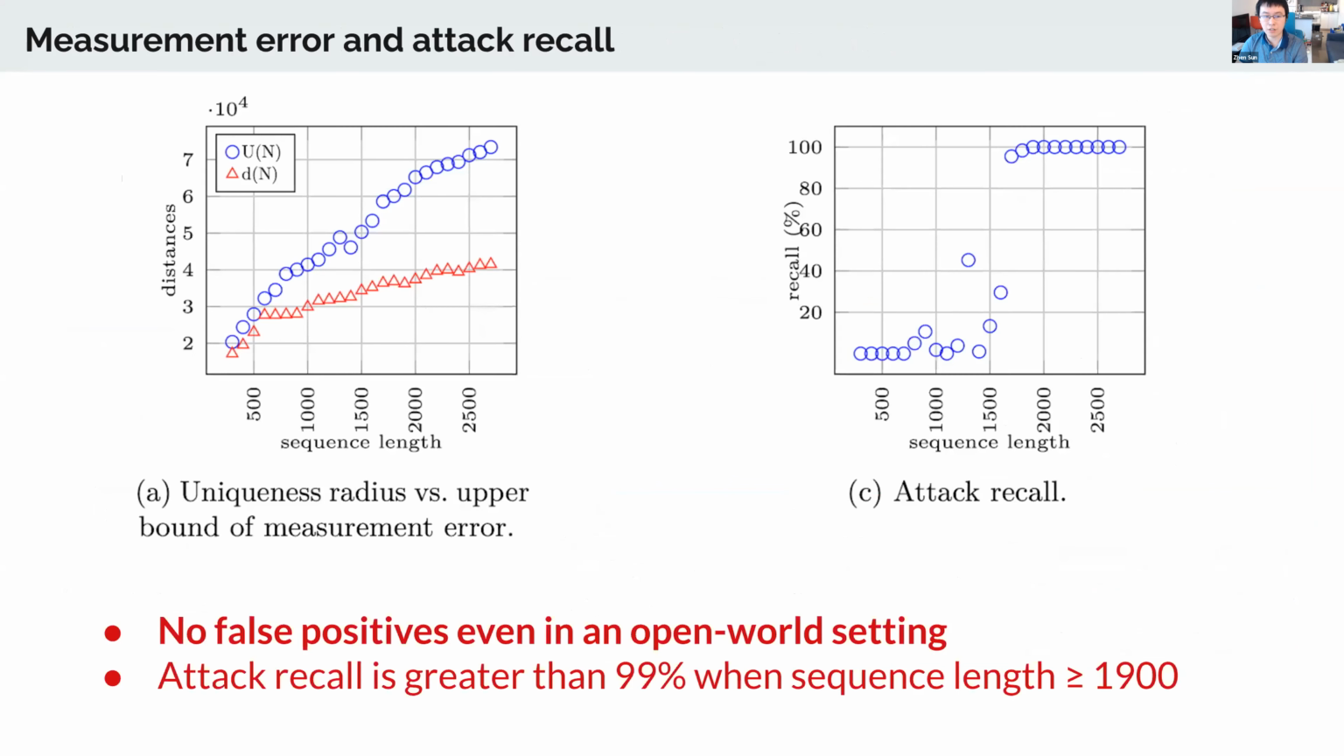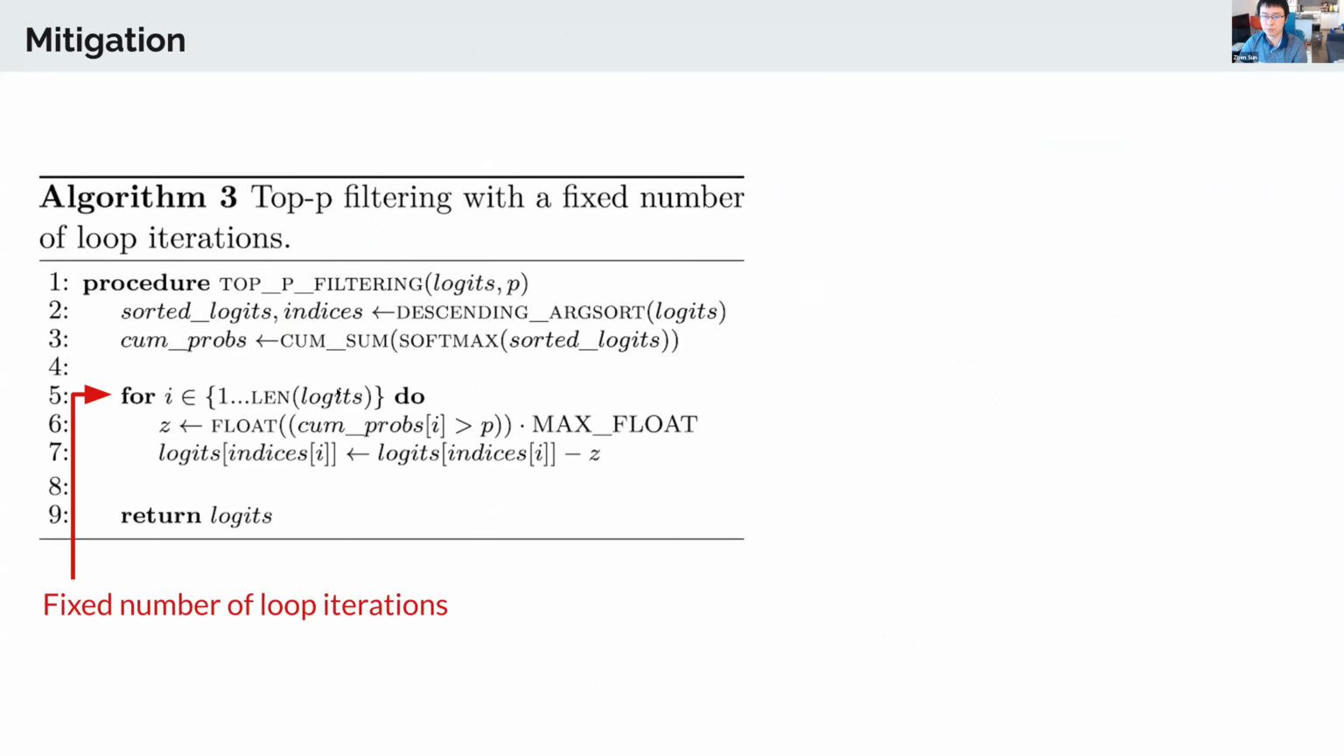Here's some evaluation of our attack. We can see in the left figure that the unique radius grows faster than the upper bound of the measurement error. The analysis in our paper shows that the attack produced no false positives even in an open world setting. And the right figure shows that the attack recall is greater than 99% when the sequence has more than 1,900 words. We also proposed a mitigation to the problem.